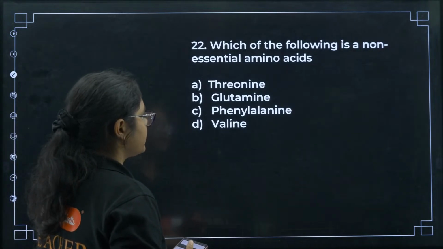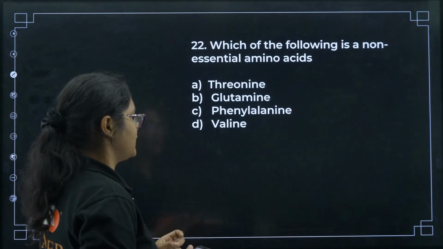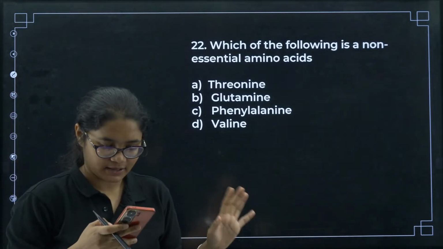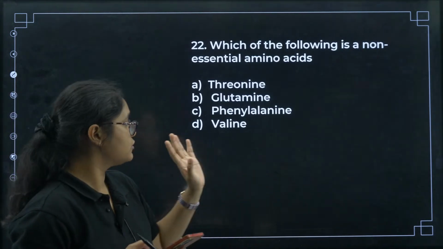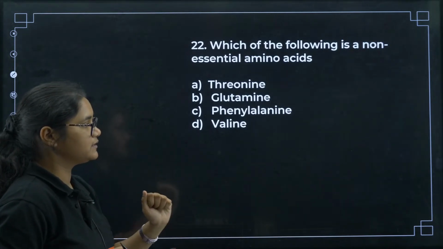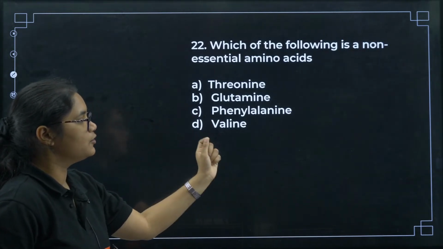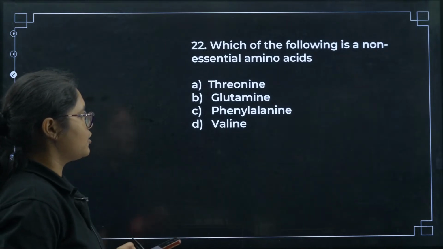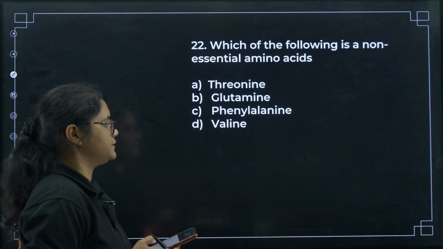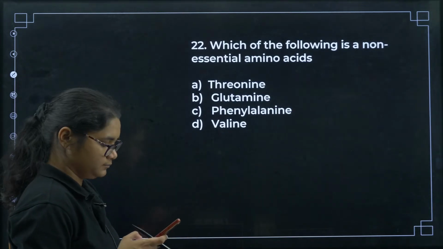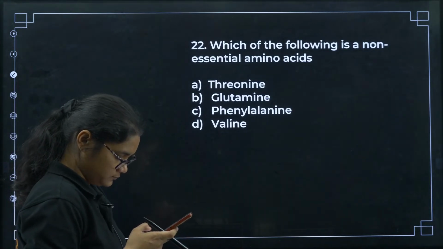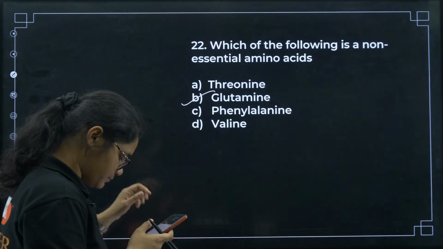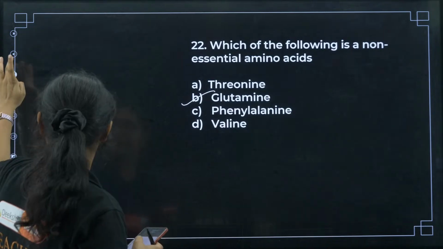Next, which of the following is a non-essential amino acid? There are only 9 essential amino acids. You have to tell me, apart from those 9 amino acids, which is a non-essential amino acid. Yes, glutamine is correct, Varija is correct, Ajif is correct.